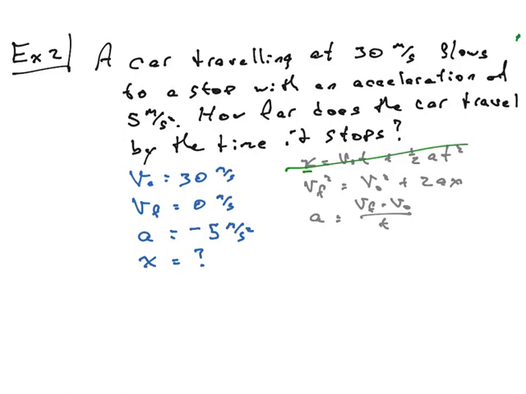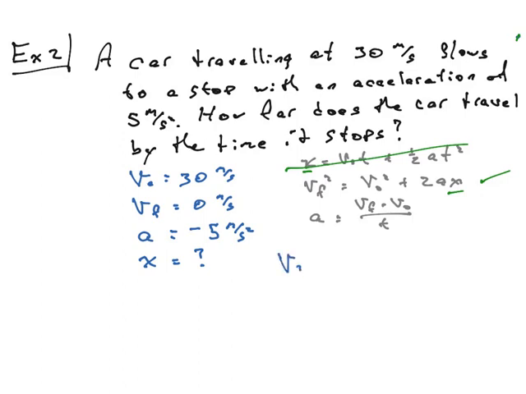All right, let's move to the second equation. Again, I'm looking for distance, and there's distance right there. Do I know everything else? VF, I have VF, that's 0. V naught, I have V naught, that's 30. Acceleration, I have A, it's -5. So I could use the second equation. So there we go. Let's use it.